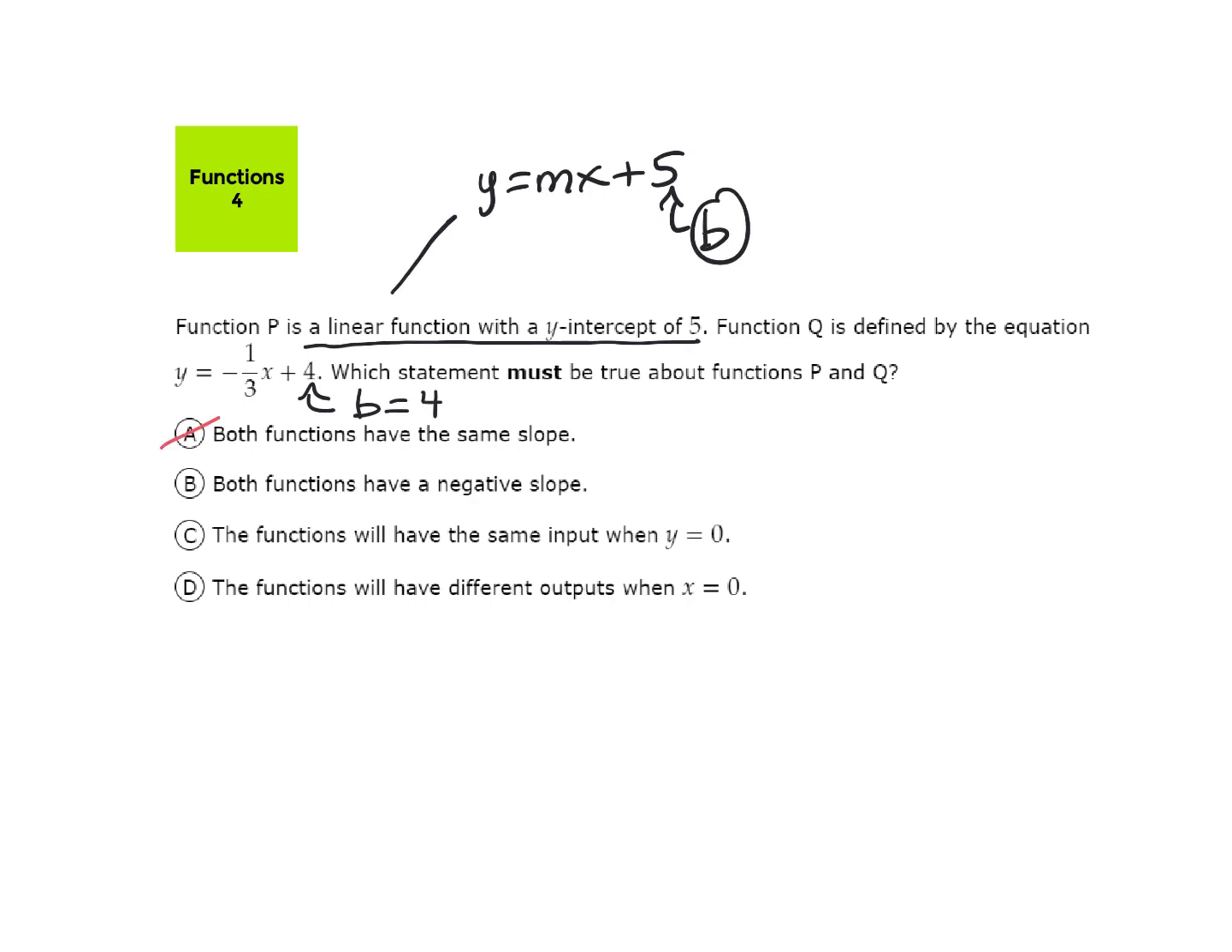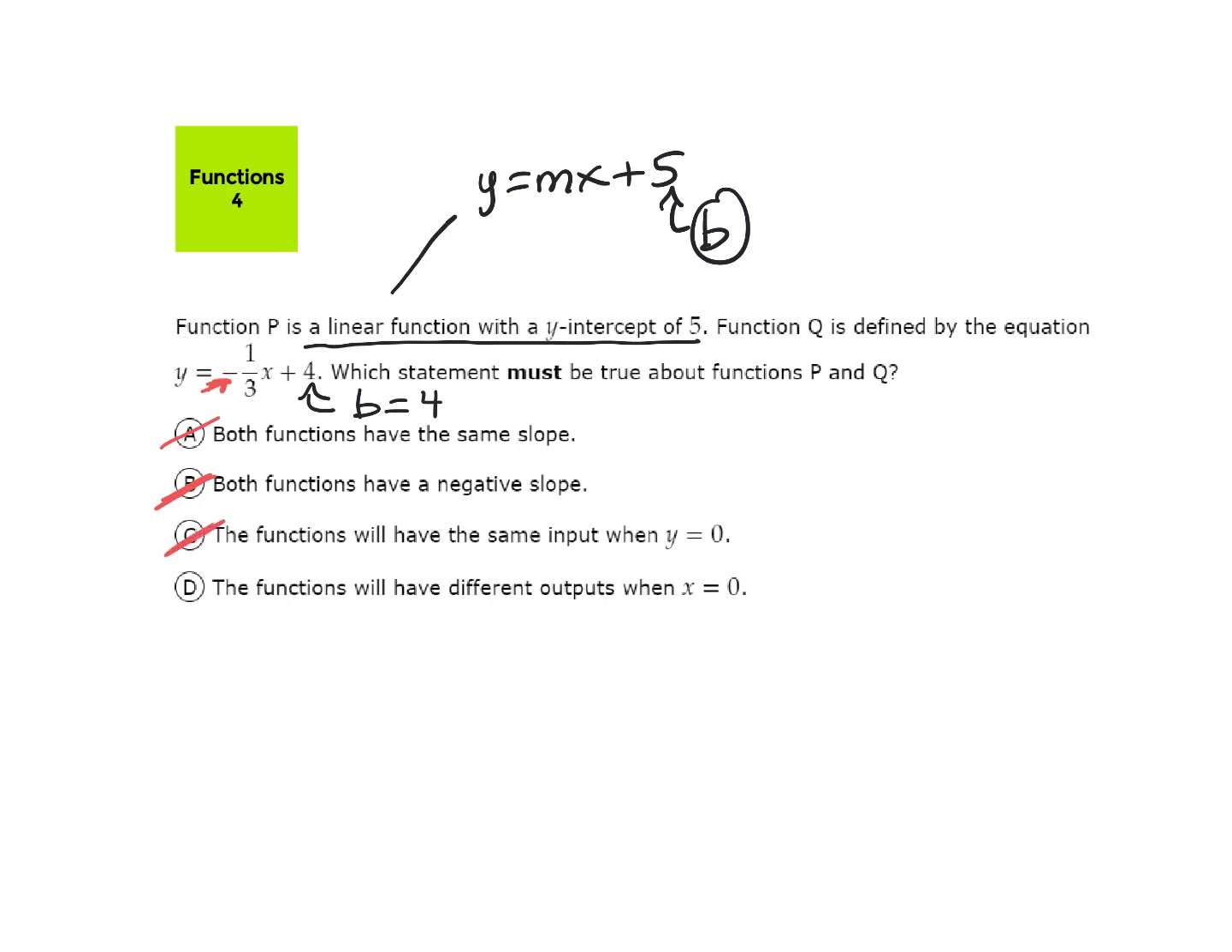Both functions have a negative slope. They say nothing about that, although this one has a negative slope. It does not require us to say that both need a negative slope. They will have the same input when y equals 0. Well, if I put in y equals 0 into one that has a y-intercept of 5 and one that has a y-intercept of 4, I don't know for sure. I just really don't know. I don't know enough about them.